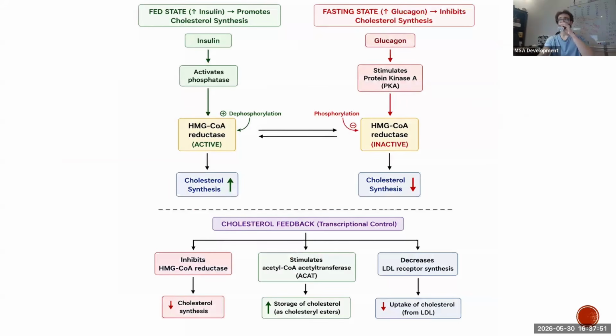Now we're going to talk about the regulation of HMG-CoA reductase. Very easy, guys. Wallahi, very easy. When we are well fed, we have a lot of nutrients in the body. We have a lot of insulin. We're going to activate HMG-CoA reductase. How? By dephosphorylation, a phosphatase removing the phosphate. So this will lead to more cholesterol synthesis. So guys, it makes sense.